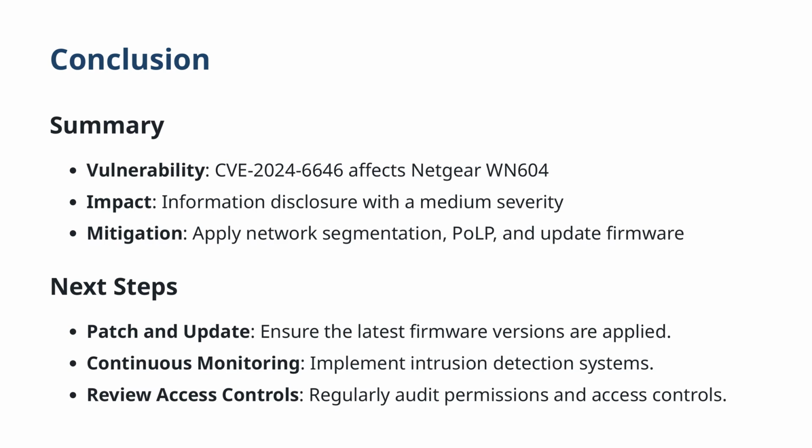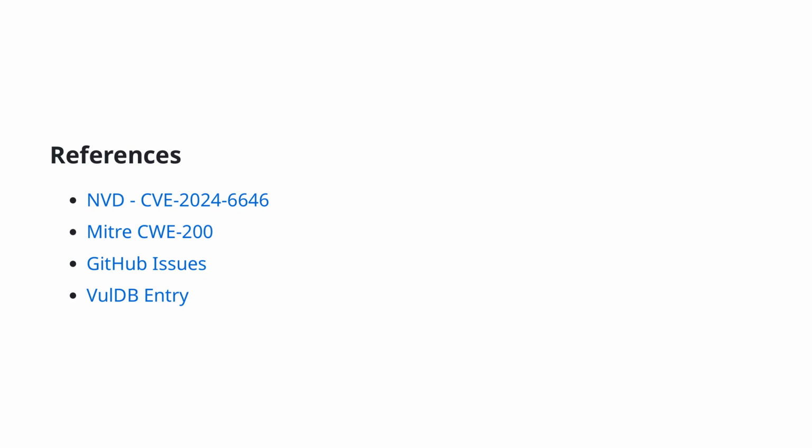For next steps, it's crucial to take immediate action by patching and applying these updates. Implement continuous monitoring practices, including the use of intrusion detection systems, to quickly identify and respond to potential threats. Also, regularly review and audit permissions and access controls to maintain a secure environment. By following these steps, you will enhance your security posture against vulnerabilities like CVE-2024-6646.